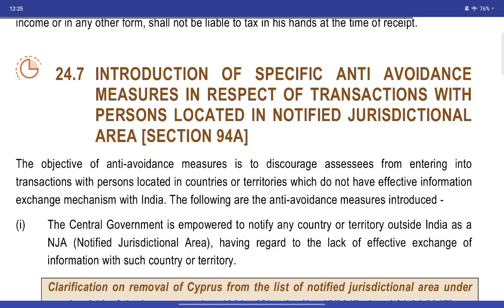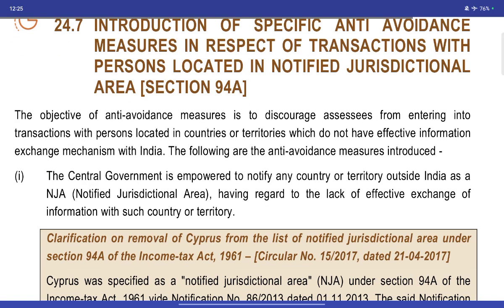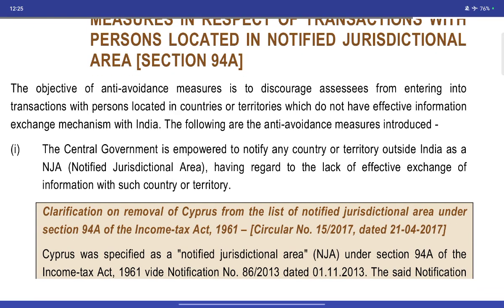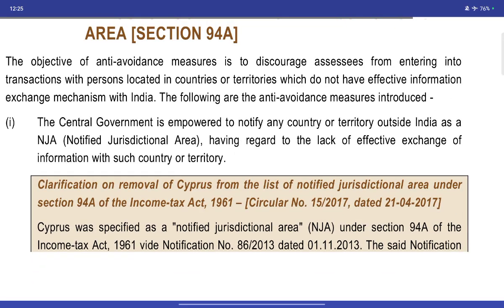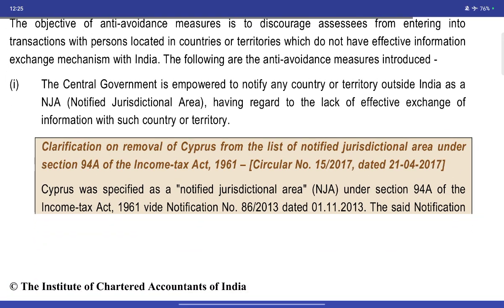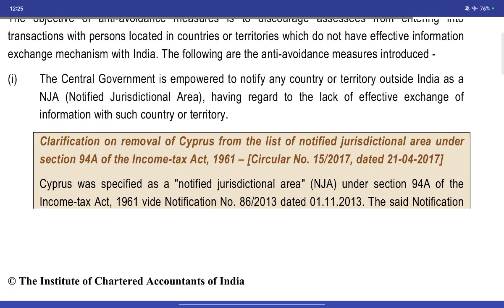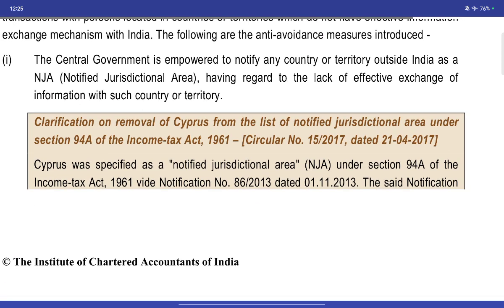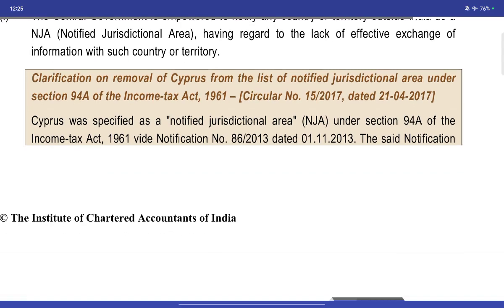Introduction of specific anti-avoidance measures with respect to transactions with a person located in a notified jurisdictional area, Section 94A. The objective of the anti-avoidance measure is to discourage associated enterprises from entering into transactions with a person located in countries and territories which do not have any effective information exchange mechanism with India. The following are the anti-avoidance measures introduced. The central government is empowered to notify any country or territory outside India as a Notified Jurisdictional Area (NJA), having regard to the lack of effective exchange of information in such country and otherwise.